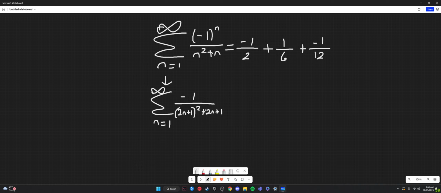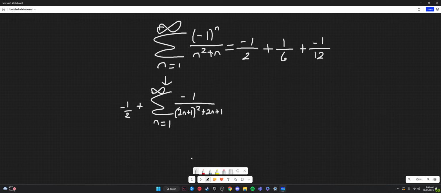So we actually don't get the negative 1/2 term. We start with the negative 1/12 term. Just going to add negative 1/2 out front. I could reindex the sum and have it go as n goes from 0 to infinity, but I don't want to do that. We'll just have this constant out front.